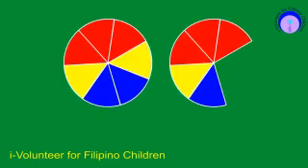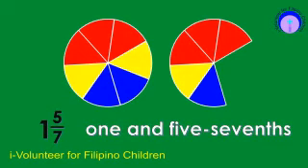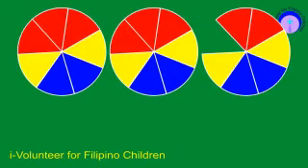Can you tell me how many total equal parts are there? This figure tells us it's 1 5/7. This is how it is written in words. The figure tells us that it is divided into how many parts? It's 7.